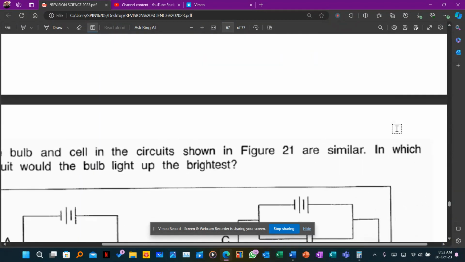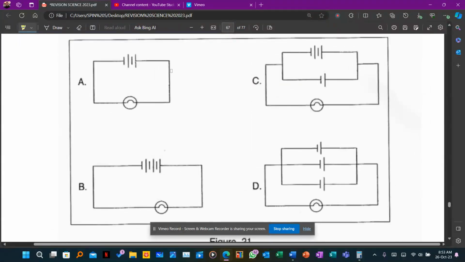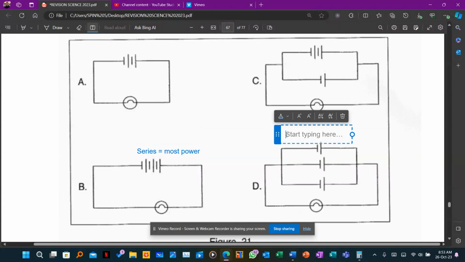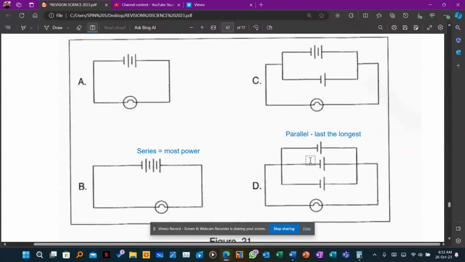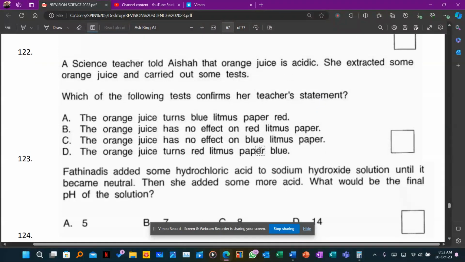Okay. Next one is asking in which circuit would the bulb light up the brightest. When we talk about the brightest one, we're talking about the one with the most batteries in series. So it should be this one: series, most power. If you want to make it last long, you have to arrange the batteries in parallel, which lasts the longest. Why, sir? It's just how it is. So, series and parallel.